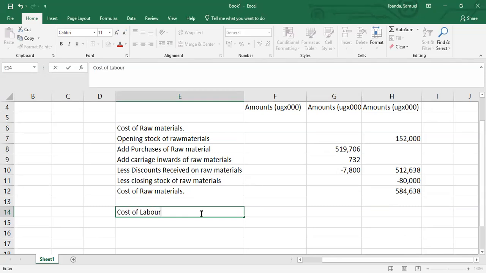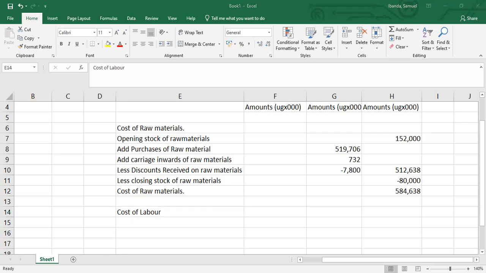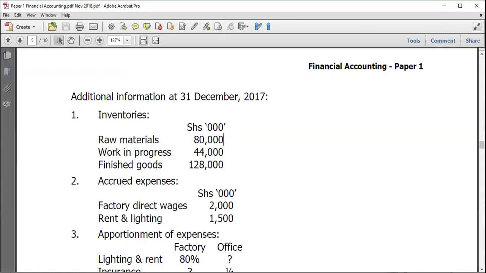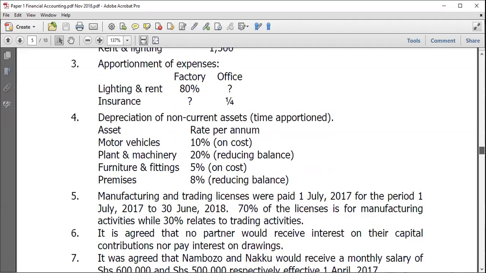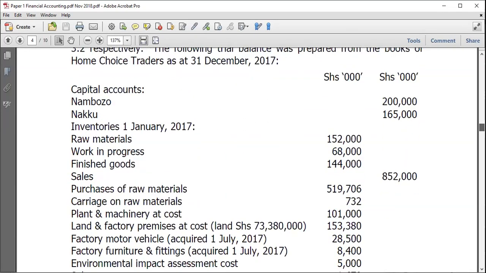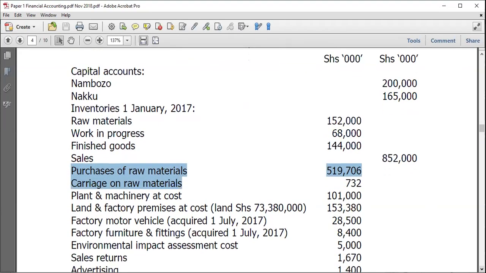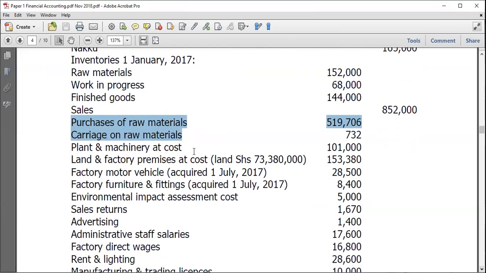We're going to look at the cost of labor. So now when we are looking at labor, we are looking at labor that is used in production. Now, I want you to look critically here. When you go back to this information, use it to look for anything that is around labor in terms of wages, because the return on labor is wages. So look around and see, do you see anything on labor for the factory?